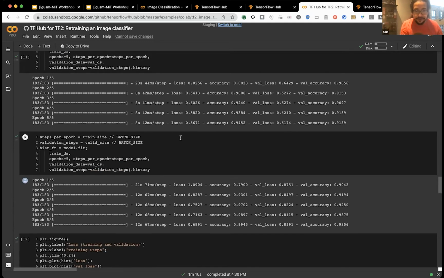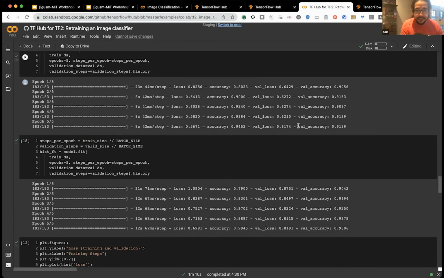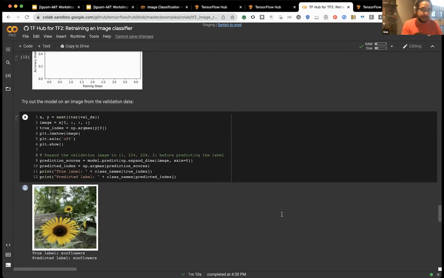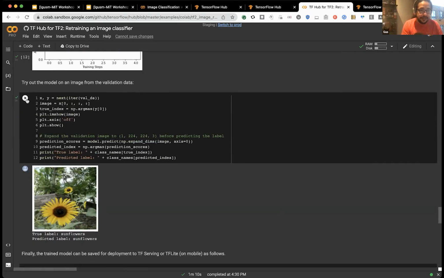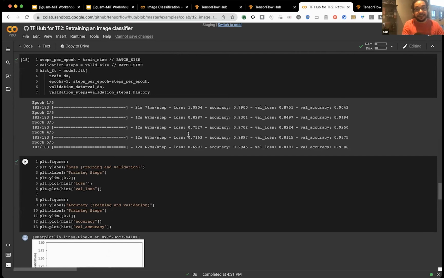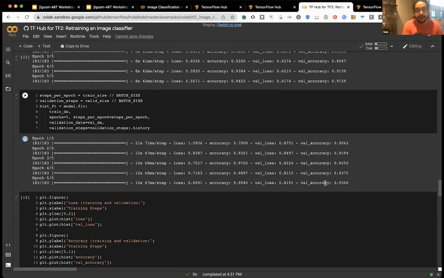But did I finish? Oh, look, I finished already. And you can see here, my validation accuracy without fine tuning was 91%. With fine tuning, 93%. So we got 2% with one flag, right? This is a very good thing to know. Let's see, I hope it doesn't break my model here. Roses, perfect. So our model is still working. We just added fine tuning and we got a better result.